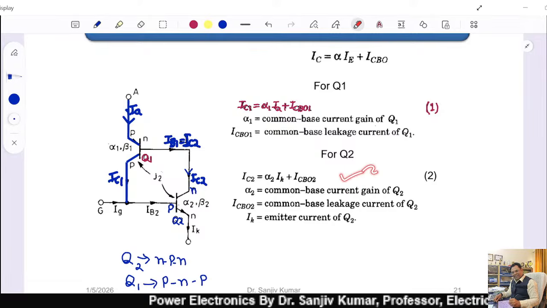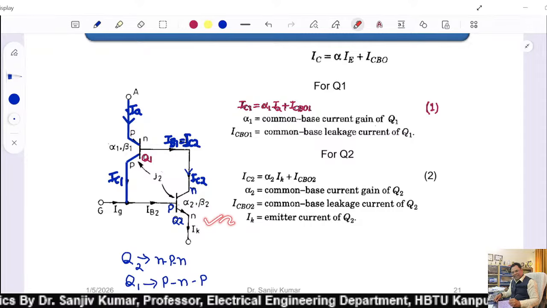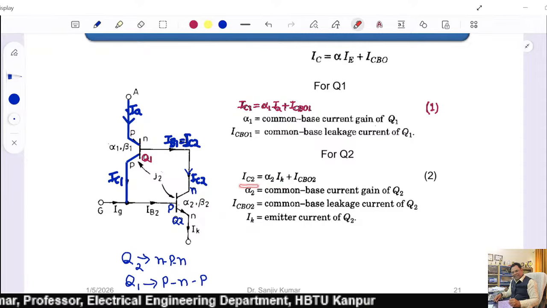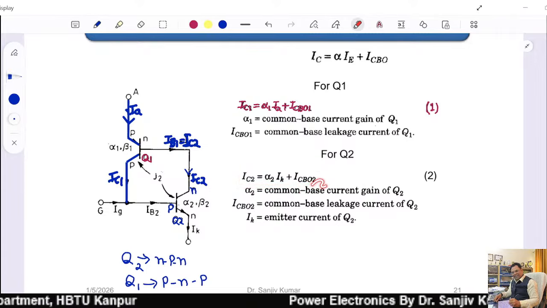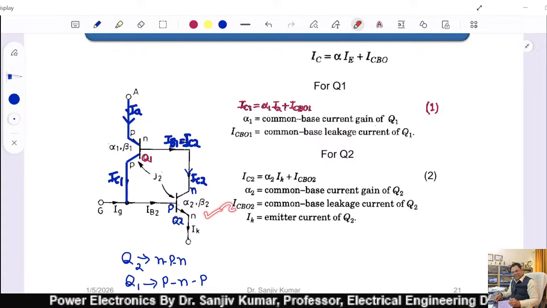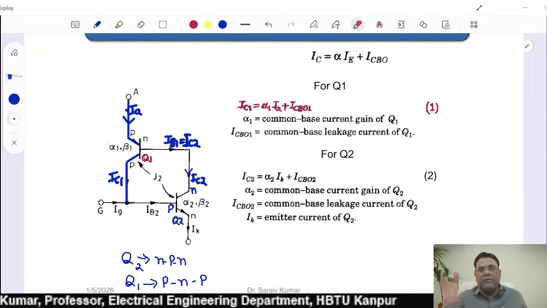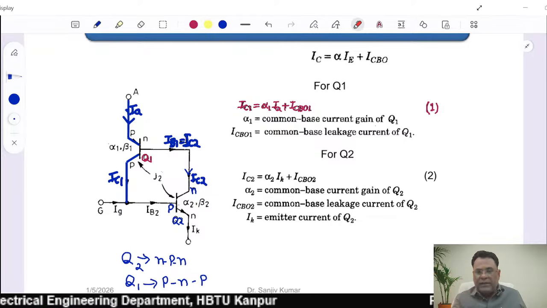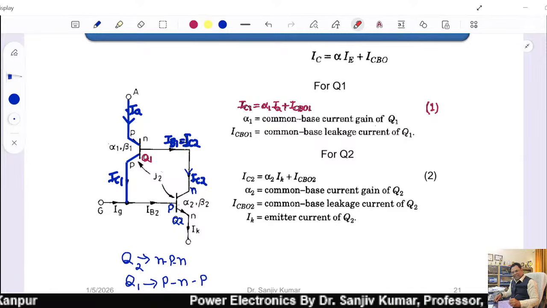Clear? Similarly, we can write it for transistor 2. It could be written as IC2 is equal to alpha 2 IK plus ICBO2. Here IK is the emitter current of transistor 2, which eventually is equal to the cathode current, right? So in that way it can be considered like this.